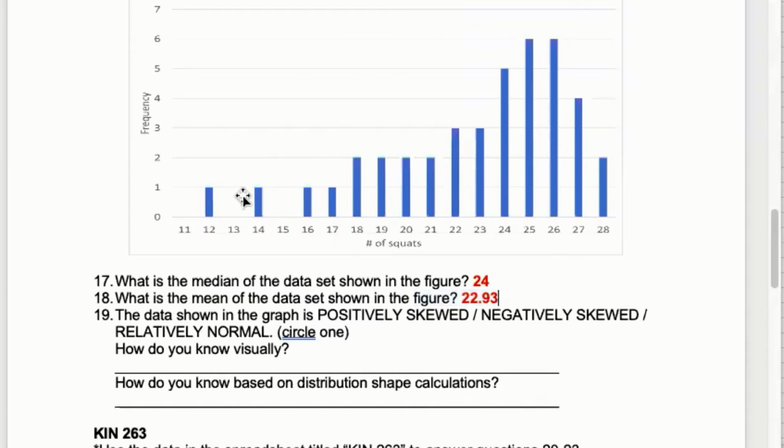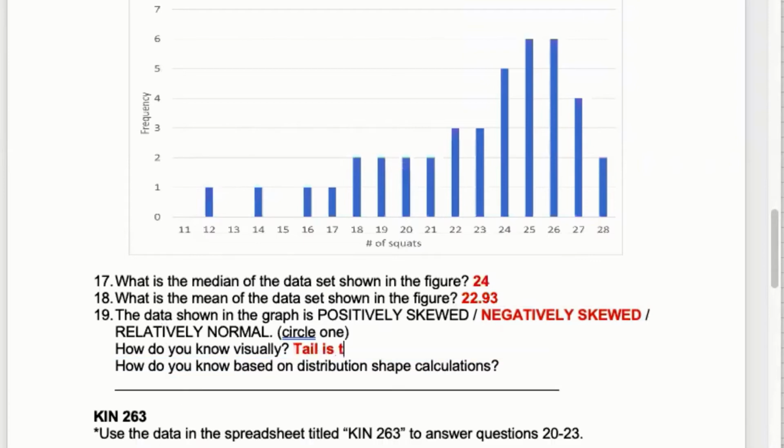Based on the shape, in the chat, is it positively skewed, negatively skewed, or relatively normal? Got negative, negative, negative. Yeah, negatively skewed. The reason is that our tail extends below where the mean is in our distribution. How do you know visually? I just answered that. So I'm just going to put tail is to the left. That would suffice.